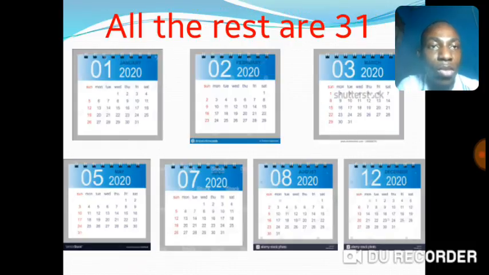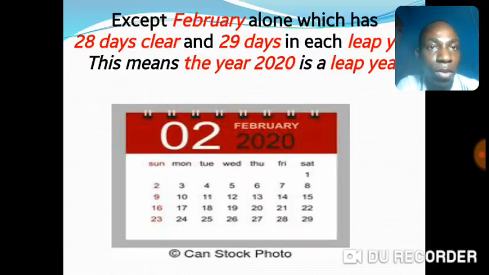Apart from the ones we mentioned, September, April, June, and November, the rest have 31 days. And these are January, March, May, July, August, and December. Not forgetting February. February alone has 28 days clear and 29 days in each leap year.